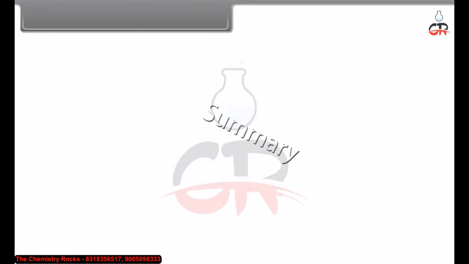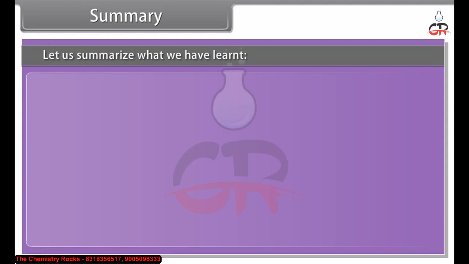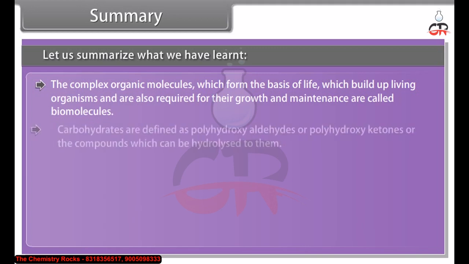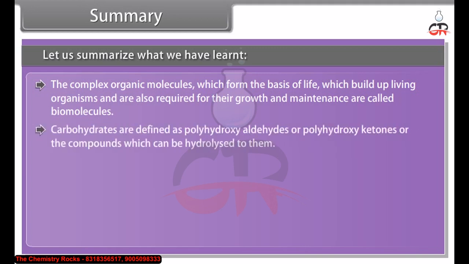Summary. Let us summarize what we have learnt. The complex organic molecules, which form the basis of life, which build up living organisms and are also required for their growth and maintenance, are called biomolecules. Carbohydrates are defined as polyhydroxyaldehydes or polyhydroxyketones, or the compounds which can be hydrolyzed to them.